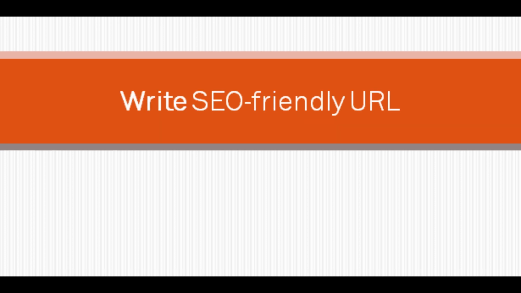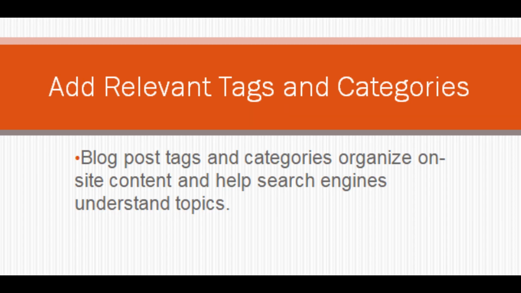Next, the most important thing is to write an SEO-friendly URL. Create a URL for the page that includes the primary keyword. Avoid adding any stop words, special characters, or unnecessary words in the permalink. Add relevant tags and categories. Blog post tags and categories organize on-site content and help search engines understand topics. If you publish a blog post, add categories and tags that are relevant to the theme of the content.